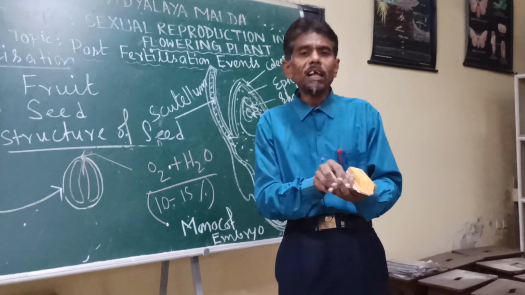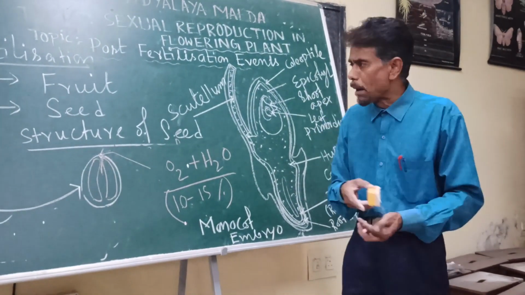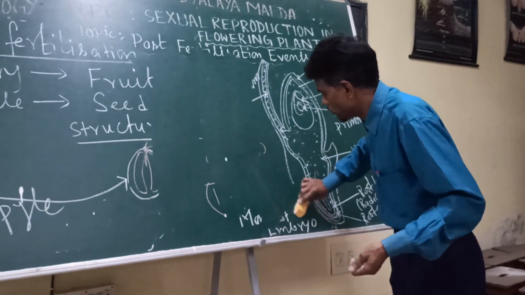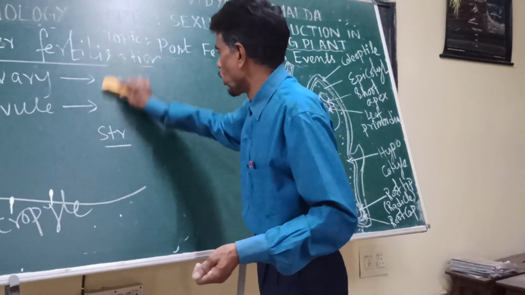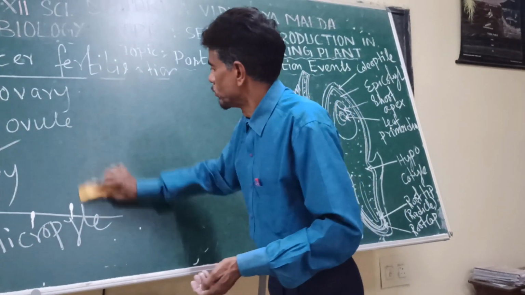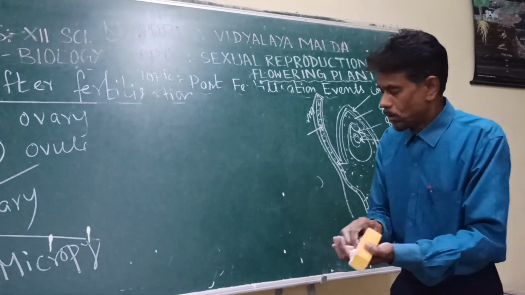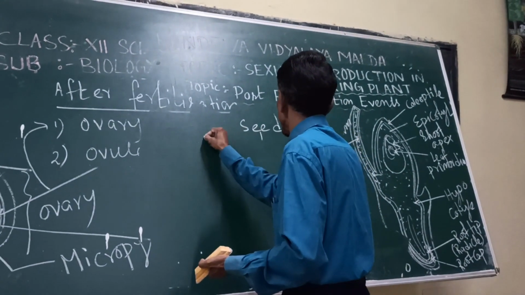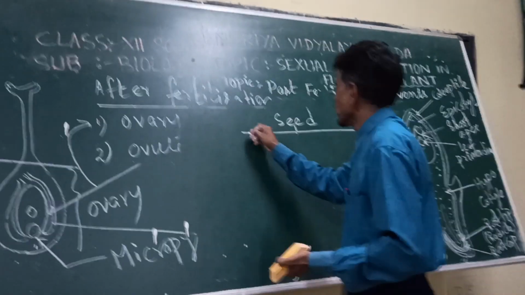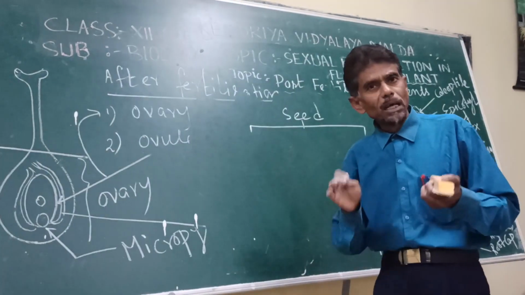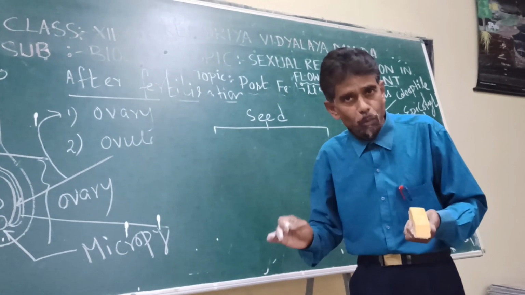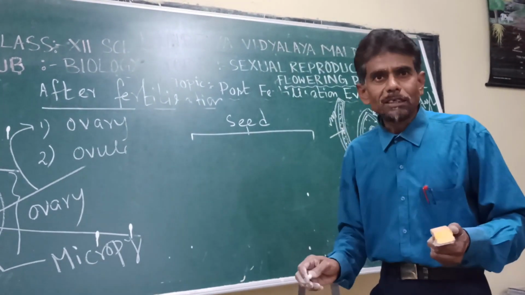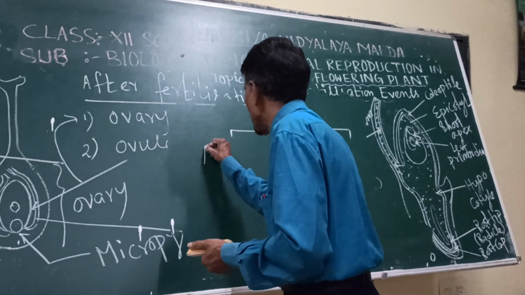Now, the seed can contain some amount of reserved food material in the form of endosperm within it. If it is the case, then it is called as albuminous seed.